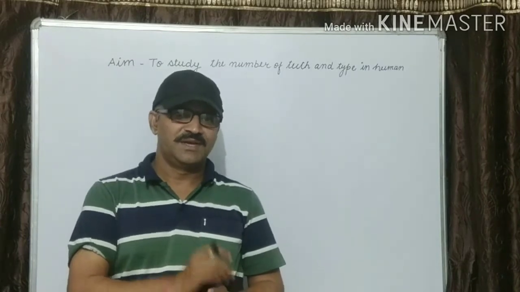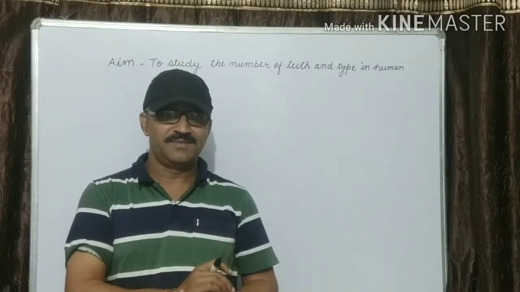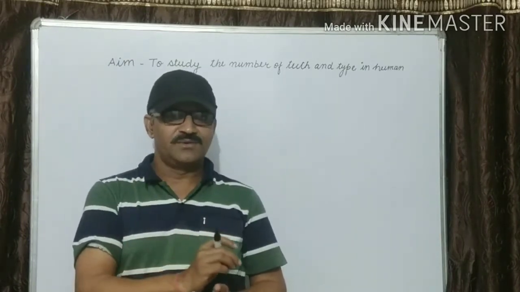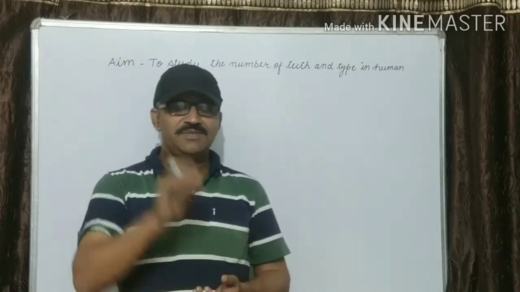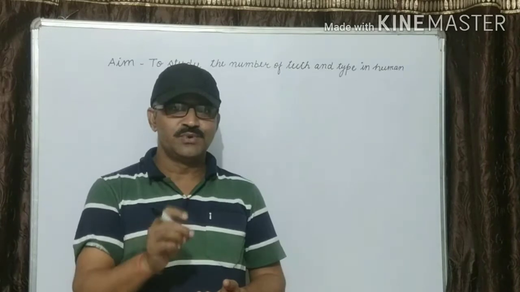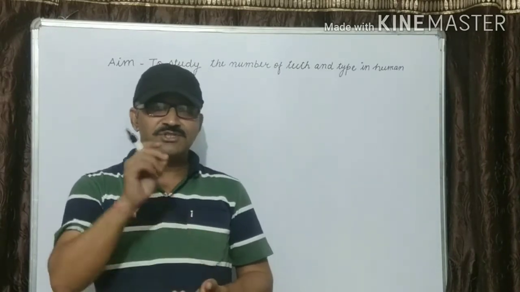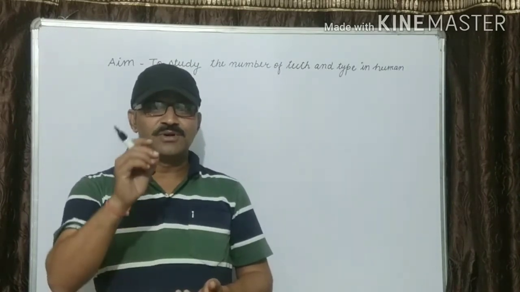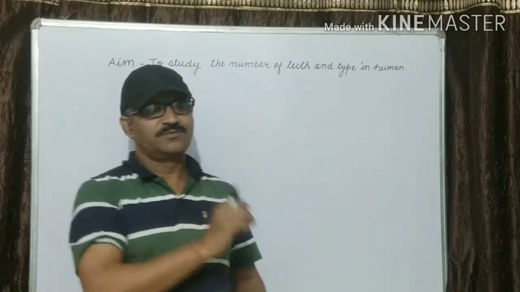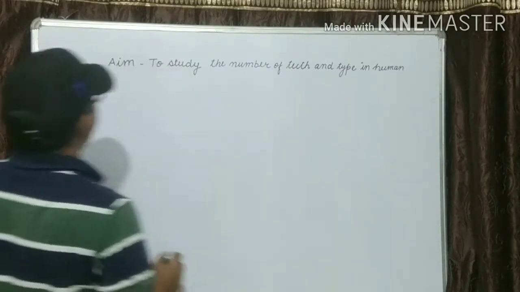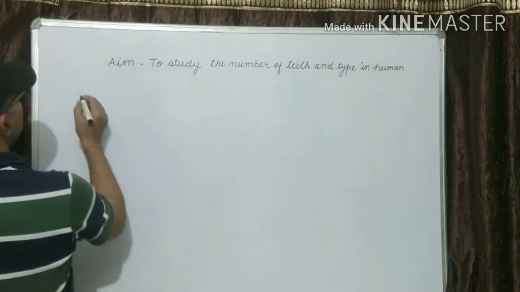Now, eat an apple. Try to find out which teeth are used for biting and cutting and which teeth are used for tearing and which teeth are used for chewing and grinding. Record your observation. Observation like this.